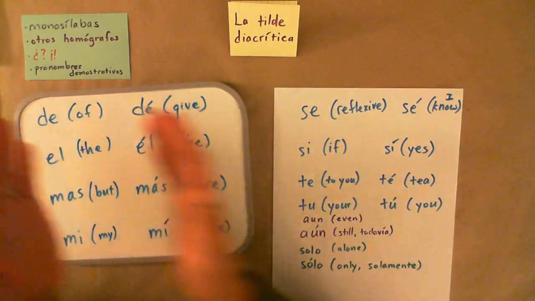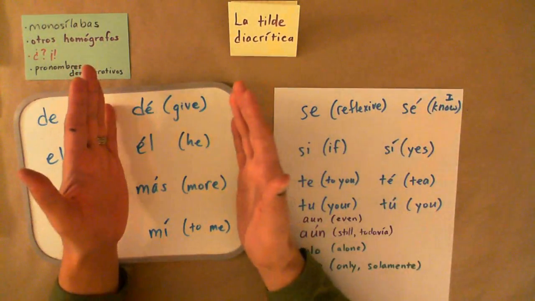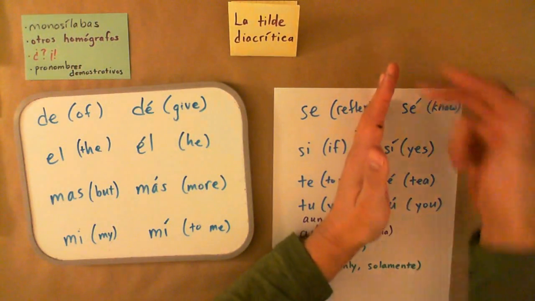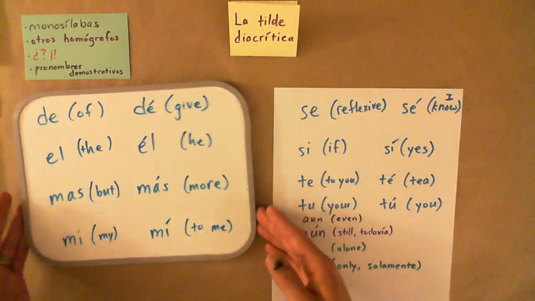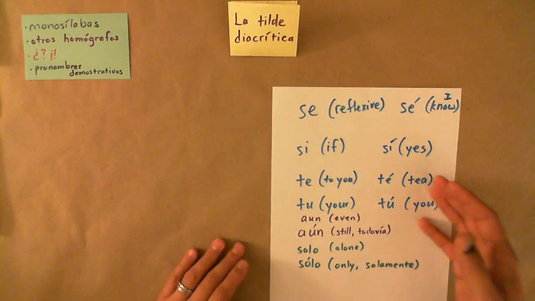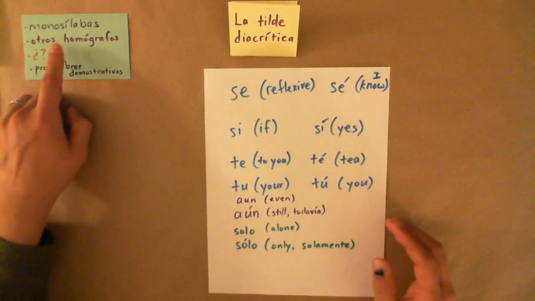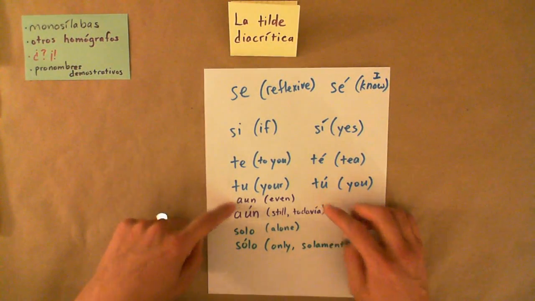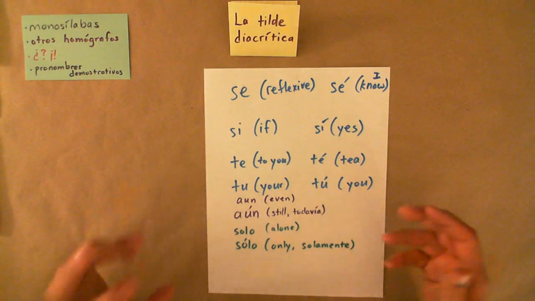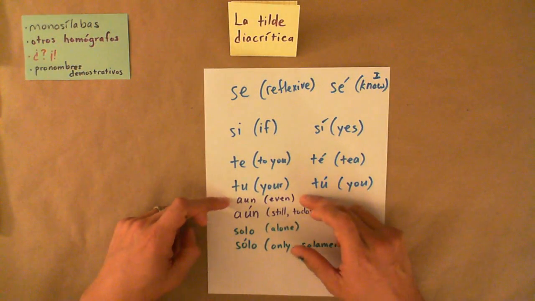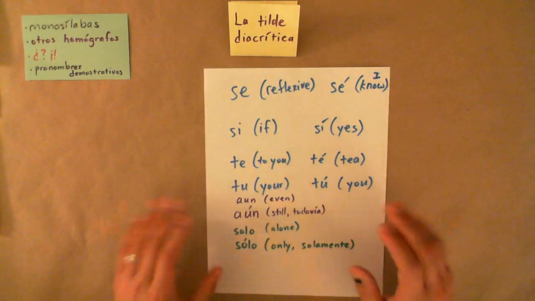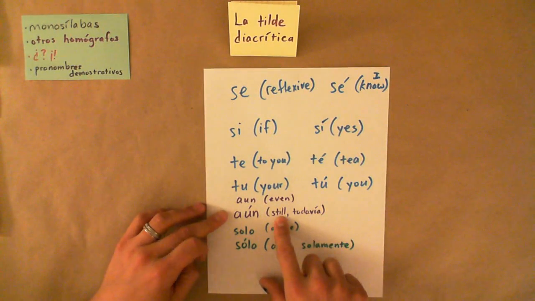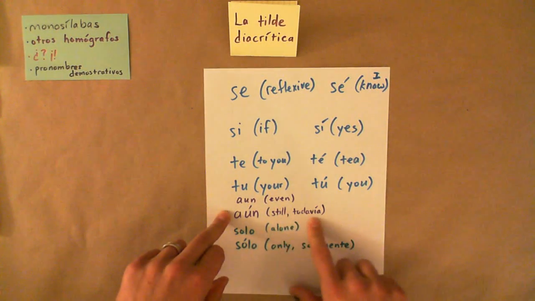This meaning always has no accent mark on it, and this meaning always does have the tilde diacrítica. Okay? Now, a couple other words that are special. These are the otros homógrafos: aun and aún. When it means even, we don't put an accent mark on it. When it means still, we do put an accent mark on it.